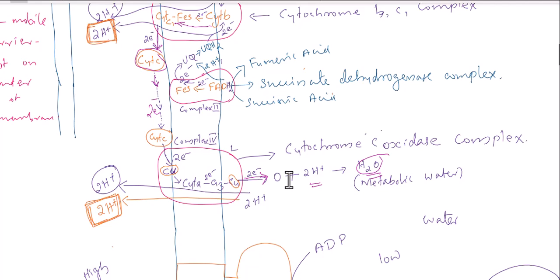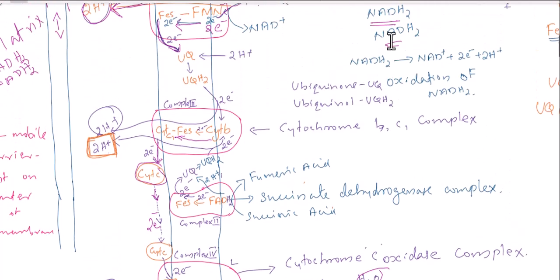In aerobic respiration, oxygen is the final electron acceptor. Finally the electron is received by oxygen. Sometimes it is also termed the final hydrogen acceptor. This is the role played by oxygen in respiration, and that leads to the formation of the water molecule.